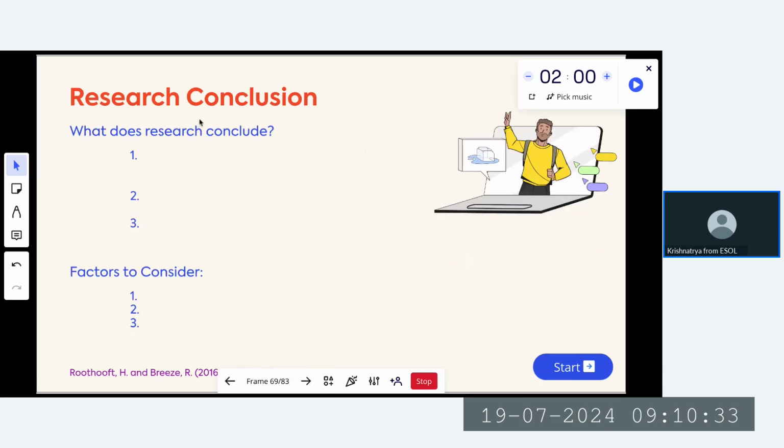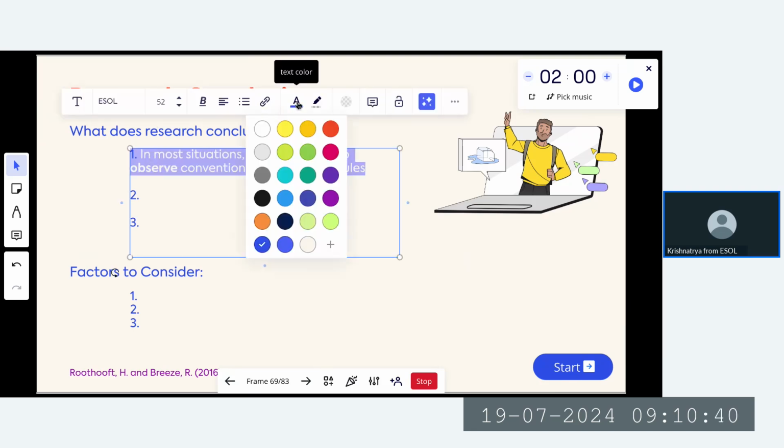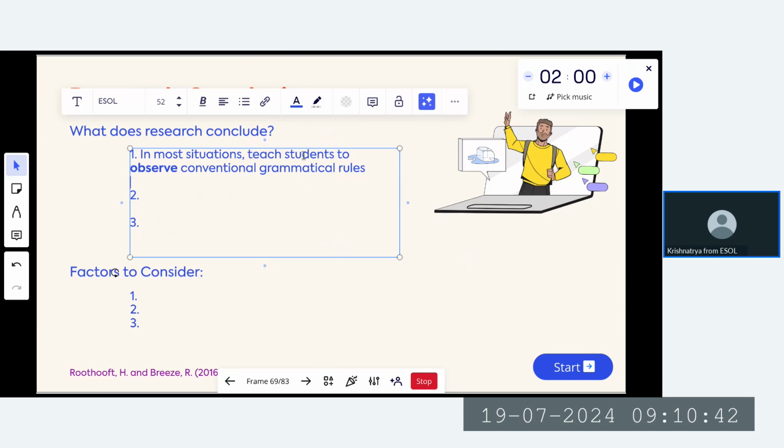There are three things that we should understand. Number one, in most situations, teach students to observe conventional grammar rules. That means in 90% of the situations, tell your students that you need to be careful about the conventional grammar rules, but don't force them.